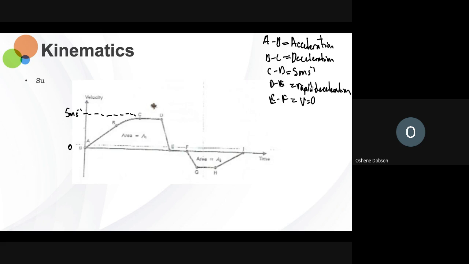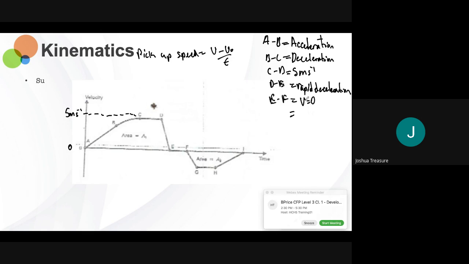It just picks up speed, sir. So just pick up speed. What do we call it in physics, right? Acceleration. All right, we can't say pick up speed. V minus V0 over T, right? But that's fine. Okay. Acceleration from F to G.